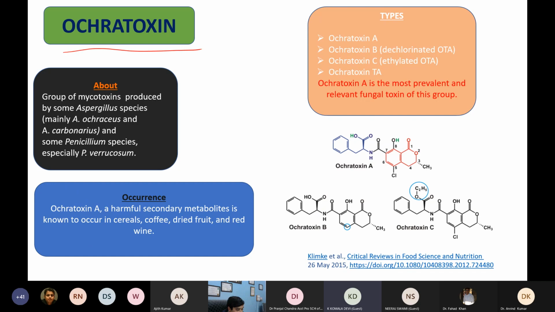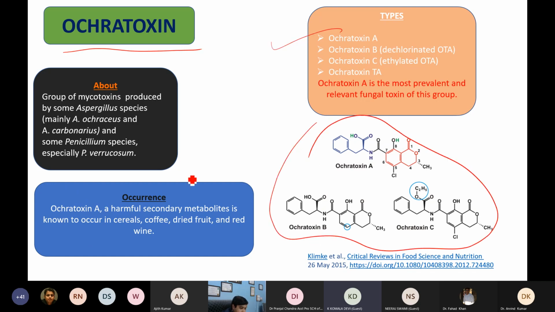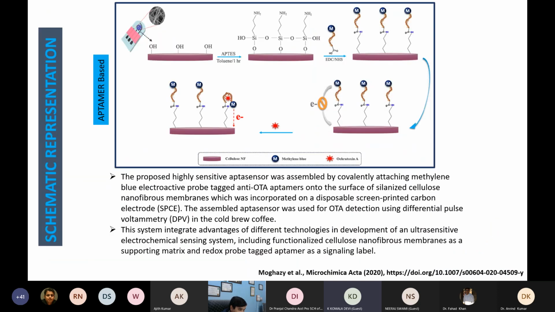So the next one is the ochratoxin. These are again the chemical structures of this one. So these are types. This is occurrence. This is all because of the Aspergillus species, right? And some Penicillium species. They produce this kind of toxins. Again, in the earlier case, we have seen the antibodies sitting onto the sensor surface. This is again a schematic representation I mentioned earlier also. So we have the scheme basically.